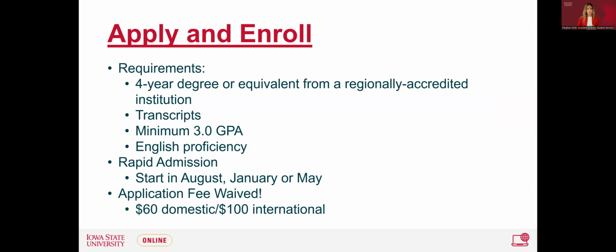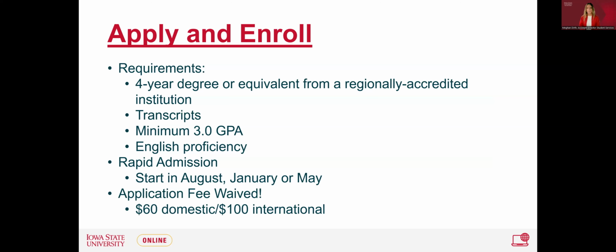So admission to all graduate programs at Iowa State University requires a 4-year degree or equivalent from a regionally accredited institution. Your previous degree does not need to be in a closely related subject area. Academic records or transcripts need to be submitted with your application to the program. And the graduate college requires applicants to have and maintain a minimum 3.0 GPA, but the program may alter that requirement. Additionally, any non-native speakers of English must demonstrate their English proficiency.